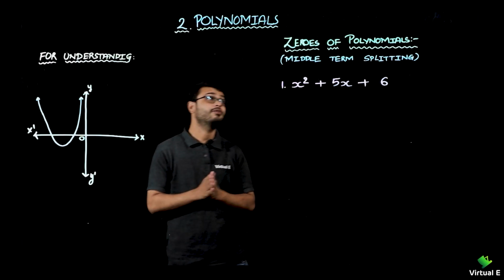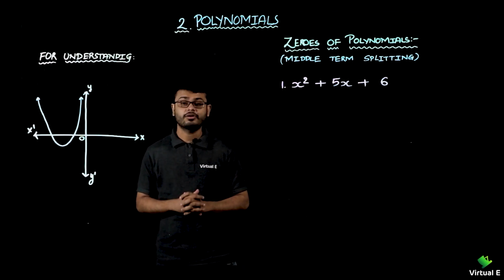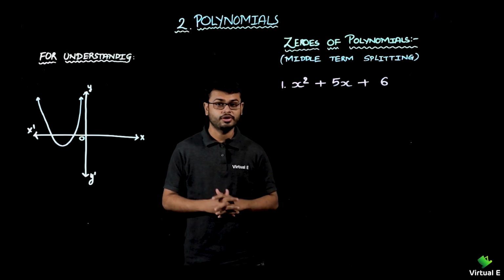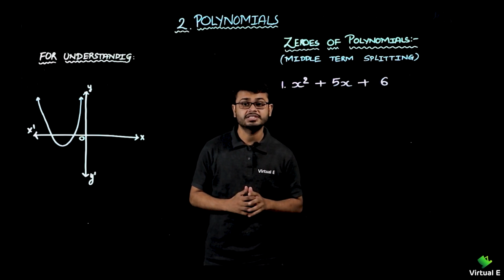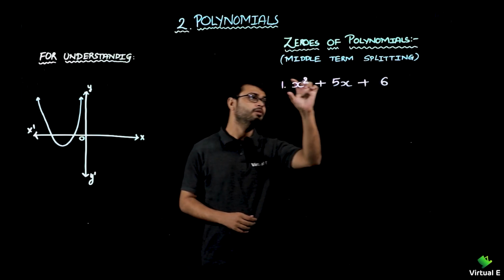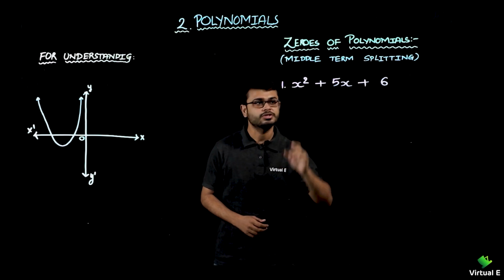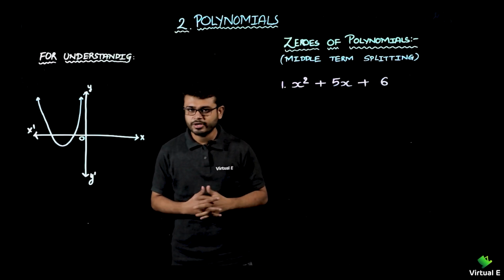In this session, we are going to discuss how to find zeros of a polynomial. We are going to start with quadratic polynomials. Quadratic polynomial means it has degree of polynomial as 2. So whatever problems we are going to discuss, the degree of the polynomial will be 2.